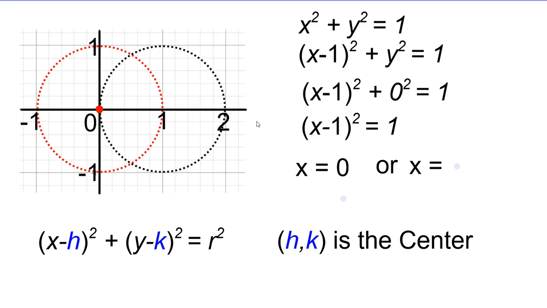And what's the other root, which we can graphically see over here, has to be 2, right? So what is 2 minus 1? Positive 1. Positive 1 squared is, of course, 1. So that is going to be our two solutions.